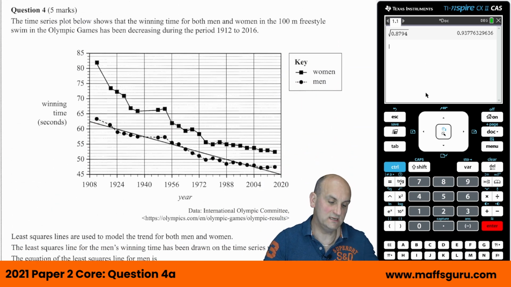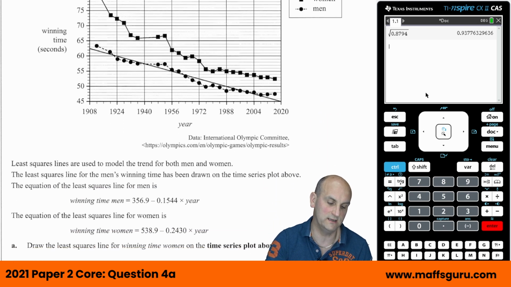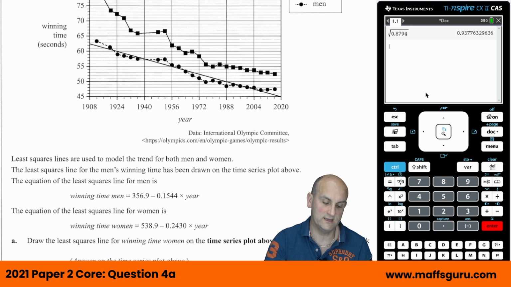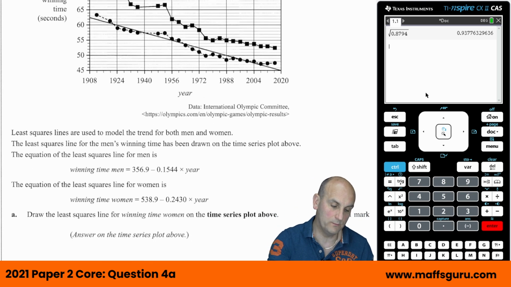You're given a time series plot showing that the winning time for both men and women in the 100 meter freestyle swim in the Olympic Games has been decreasing during that period. The least squares lines used to model the trend for both men and women were given. Draw the least squares line for the winning time for women on the time series plot above. Because we were doing women, I highlighted that.